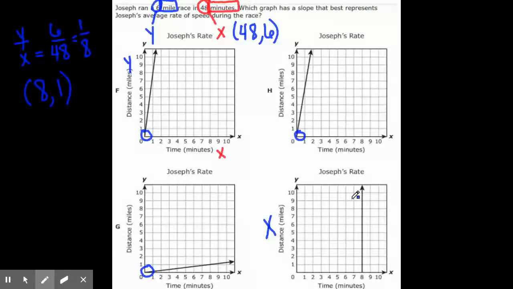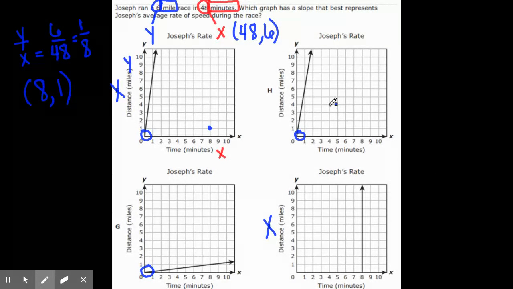All right, so let's go ahead and look at our graphs and let's find that ordered pair. So looking at F, we can come over when x is 8, y is 1. We put a point there. We can see that our graph is nowhere near that ordered pair. So it definitely cannot represent the same relationship. So we can go ahead and eliminate it.